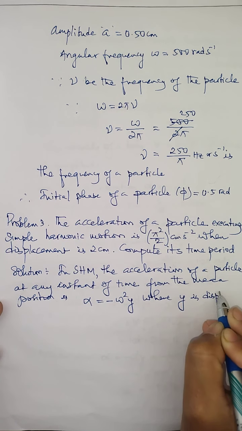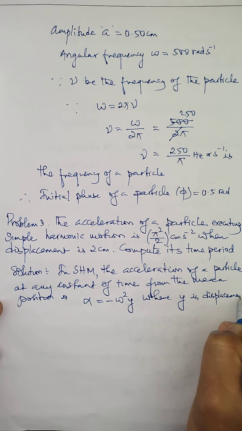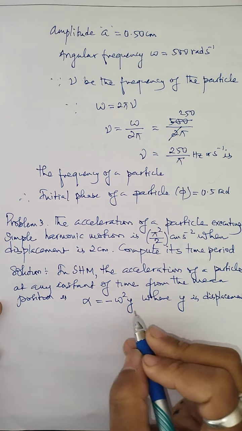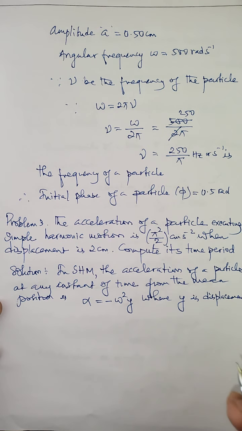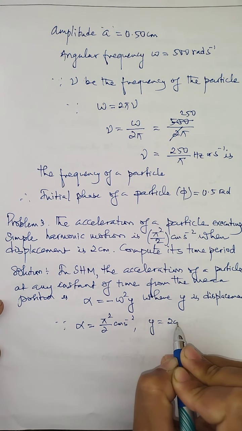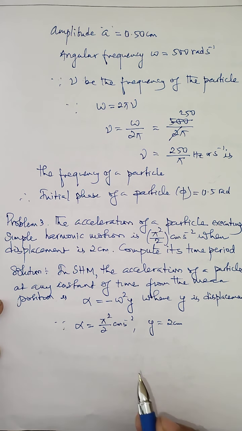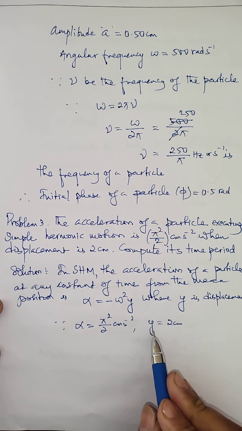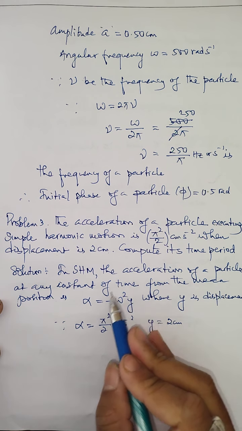See this relation, we have done it already. And you know what omega is? This is the angular velocity or angular frequency, and this basically remains constant. Now from this relation, your acceleration is given as pi square by 2 centimeter per second square, and your displacement is given as 2 centimeter. Now from this acceleration and displacement, we calculate the angular frequency.